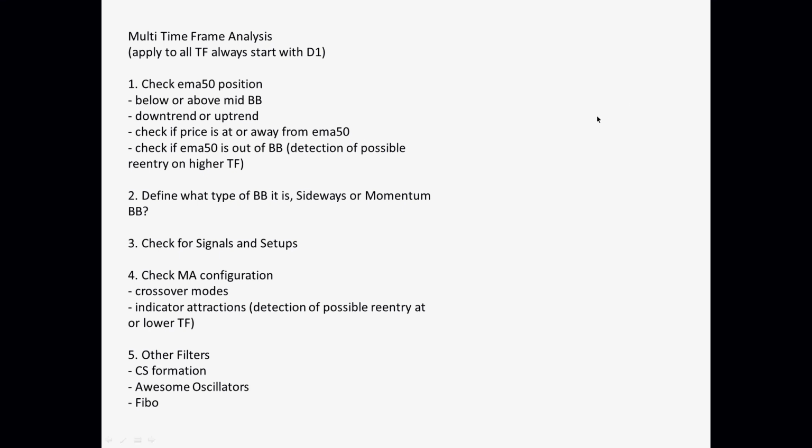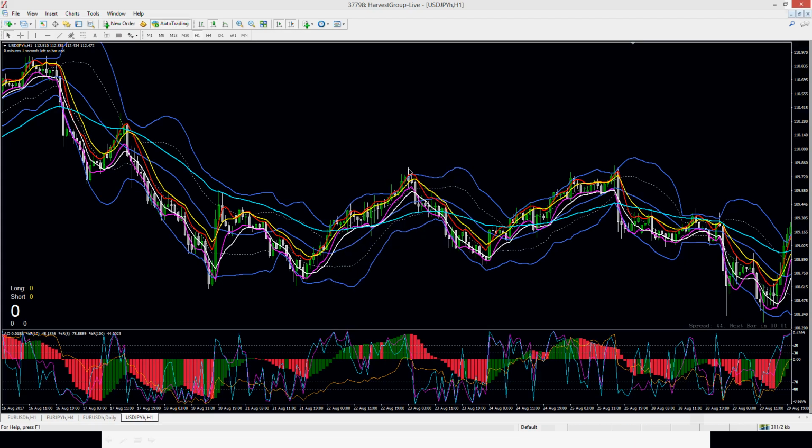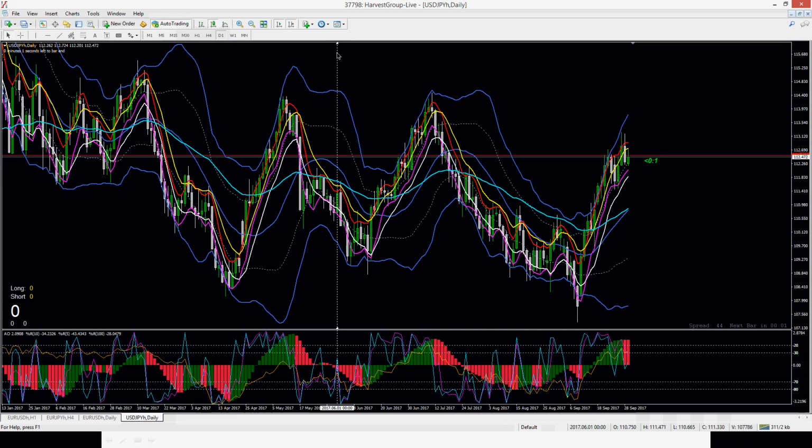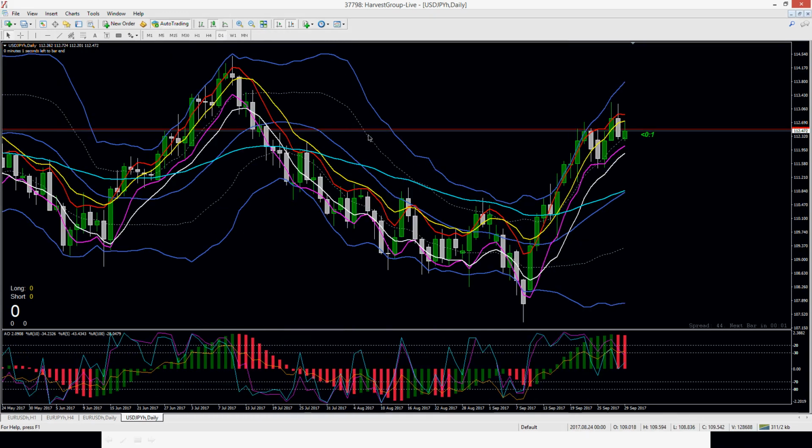Okay, so let's go to UJ. Okay, not the simulator one. So as I said, we go to daily. So basically, the daily tells me that MA50 is just about to cross the mid BB, which tells me that the market for buy is just about to open. Okay, and we have a CSM over here and a re-entry. However, over here we have extreme deviation 1, and right now the price is away from MA50. So when the price is away from MA50, there's a higher chance that the price is going to go back down to MA50 or closer to it.